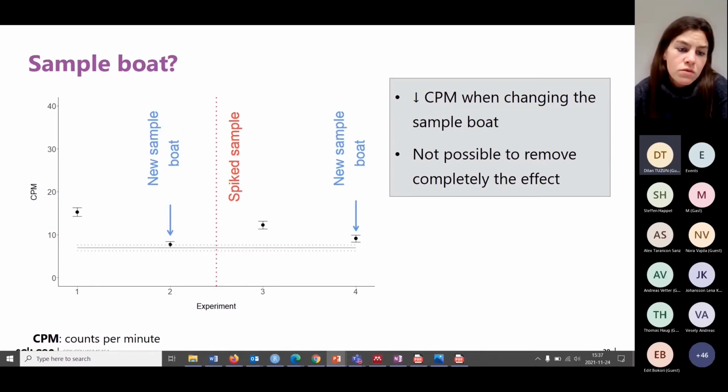And for the sample boats, we proceeded in the same way as the bubblers. Once we saw contamination, we changed the sample boats for new ones, and then we saw that the contamination was over. We spiked a sample, and then we ran another blank, and we saw that the contamination was slightly increasing. And once we switched to new sample boats again, we saw that the chlorine-36 memory effect was decreasing, but still it was there. So it was not possible to completely remove this effect.